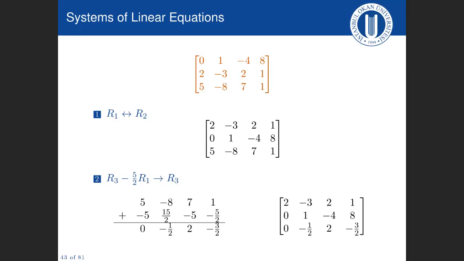And then I want to do row 3 minus 5 over 2 row 1 to become the new row 3. So first of all, I've got row 3, 5, minus 8, 7, 1. And then I'm doing plus minus 5 over 2 multiplied by row 1. Minus 5 over 2 multiplied by 2 is minus 5. Minus 5 over 2 multiplied by minus 3 is 15 over 2. Minus 5 over 2 multiplied by 2 is minus 5, and minus 5 over 2 multiplied by 1 is minus 5 over 2. And then add them together, we get our new row 3: 0, minus a half, 2, minus 3 over 2. Let's write this new one at the top.